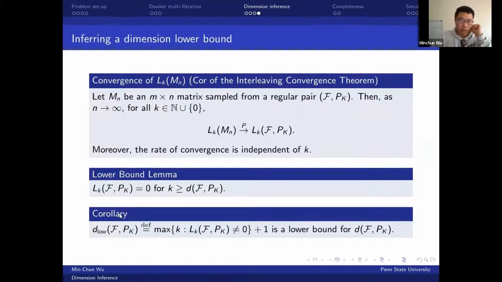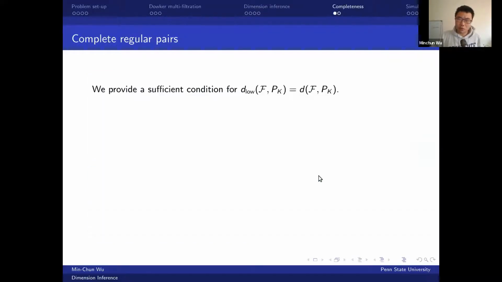A corollary of the lower bound lemma is that we can define the following lower bound dimension. If we define it as the maximum of the k such that L_k of the regular pair is not equal to 0, and then add 1, this must be a lower bound for the dimension. So using the value that we just defined, which we can approximate, we can get an idea of a lower bound for the dimension. But so far it's just a lower bound. People might ask, what if we want the true dimension, not just a lower bound?